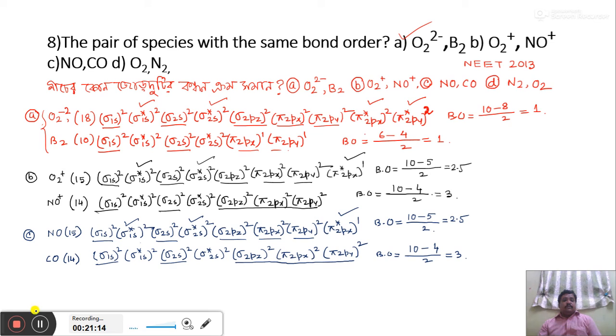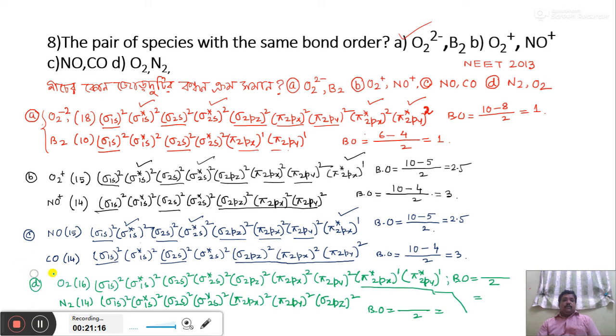Now in case of option D, in case of O2, its electronic configuration is sigma 1s2, sigma star 1s2, sigma 2s2, sigma star 2s2, sigma 2pz2, pi 2px2, pi 2py2, and pi star 2px1, pi star 2py1. Its bond order is (10 minus 6) by 2, which is equal to 2.